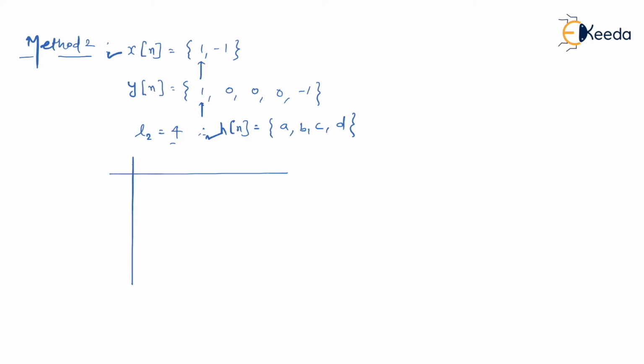Let us see. So I'll take 1 minus 1, that is the elements of x of n, and then the elements of h of n, which are a, b, c, and d. Just cross multiply. So this is a minus a. We'll get b minus b, c minus c, d minus d. Mark all the diagonals now.